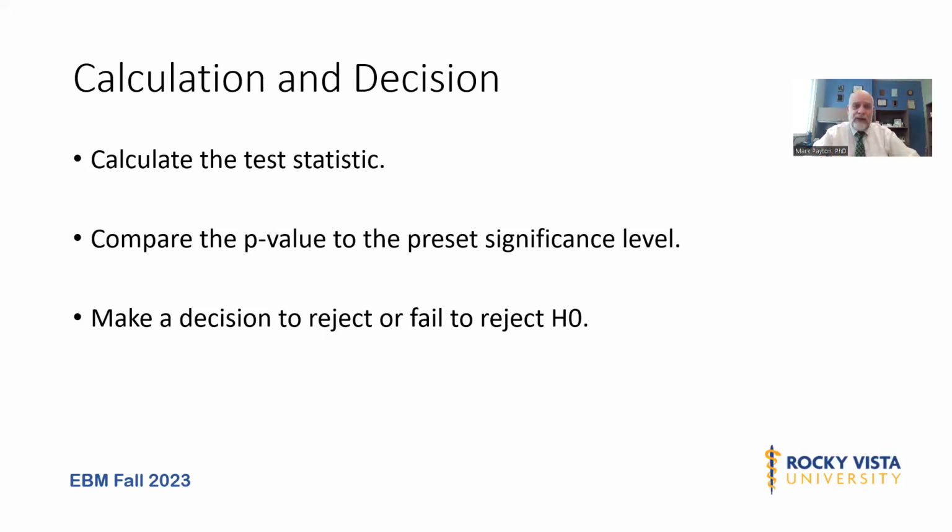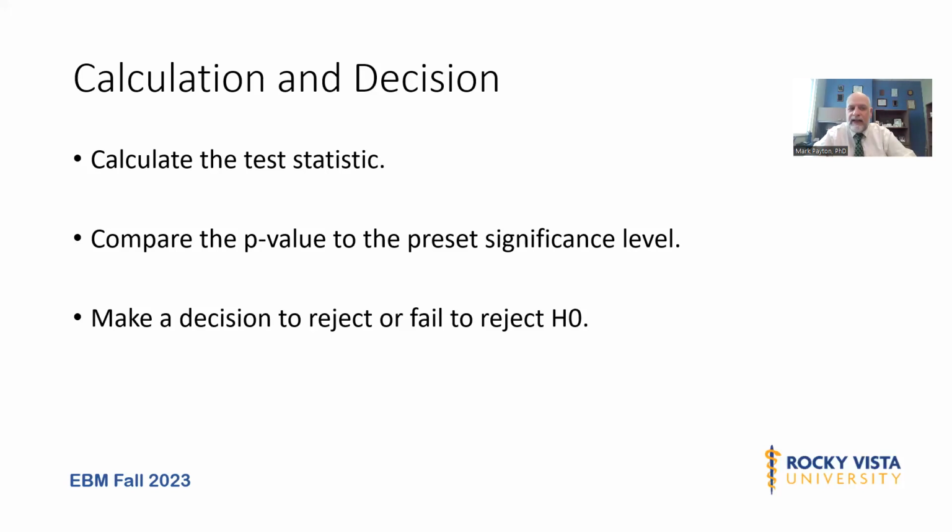Okay, so what we would do then is calculate a test statistic, and it would probably be a t-test because you would be looking at pre-post differences in blood pressure with this drug, right? And then we would compare the p-value to a preset significance level, something like 0.05, and make a decision to reject or fail to reject the null hypothesis.